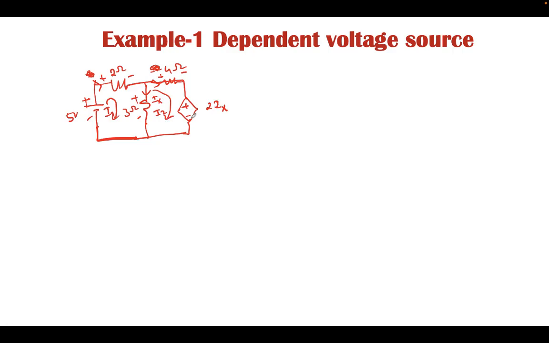Now in a network where there is a dependent source, it is not hard and fast that we have to solve by this particular method. We can apply any of the methods to solve these types of networks, unless it is mentioned by which method it is to be solved.